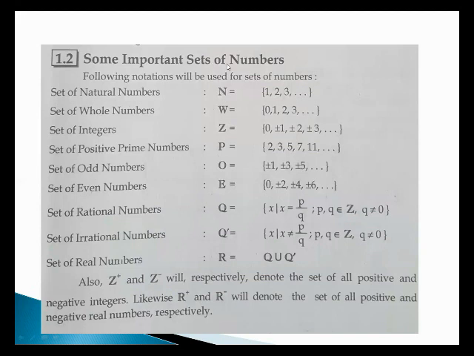Some important sets of numbers are given in your book, which are very important for your understanding. This is page number 1 of your book, where the following notations will be used for sets of numbers. The first one is the set of natural numbers, represented by capital N, and you know the natural numbers start from 1. So 1, 2, 3 and so on are all natural numbers. The set of whole numbers is represented by capital W, and it starts from 0. So 0, 1, 2, 3 and so on are the whole numbers. Keep in mind this is the difference between natural and whole numbers: natural numbers start from 1, whole numbers start from 0.